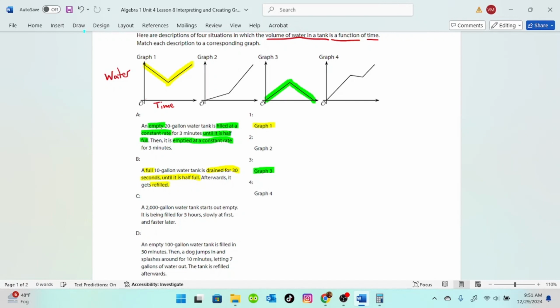Description C. A 2,000-gallon water tank starts out empty. It is being filled for 5 hours, slowly at first and faster later. So as we look, graph 2 starts empty, starts being filled slowly because this line is flatter, then it fills more quickly so the line gets steeper. That means description C matches graph 2.